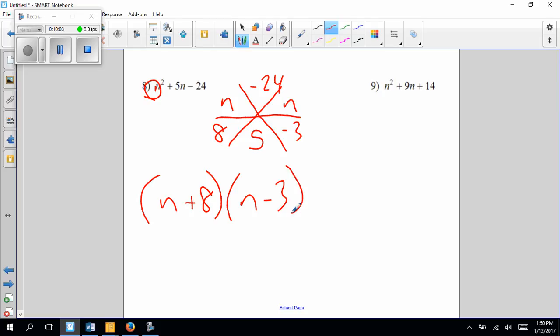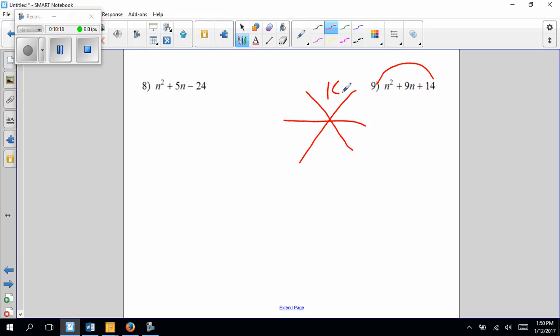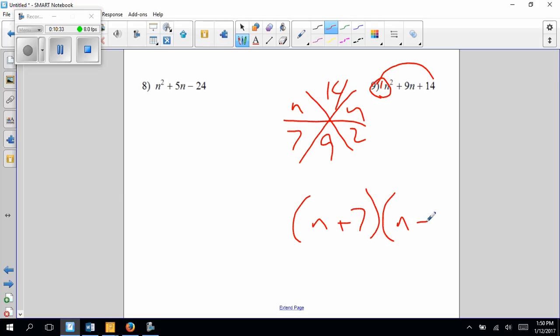All right, I'd say pause it again so you can try number 9 on your own. Question number 9, there's nothing that you can factor out right away. I go straight into my x. What multiplies to get 14 but adds to get 9? 7 and 2. I know my a value is 1, so it's a 1 and an n. So my factors turn out to be n plus 7, n plus 2. Nothing you can do there. It doesn't say solve. We're done.